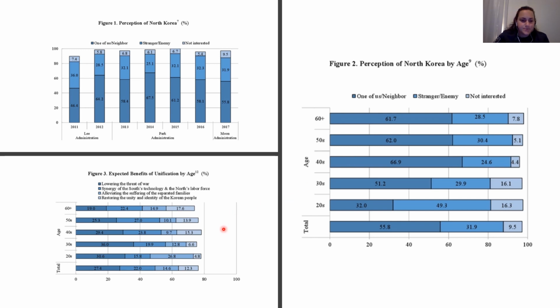And then this last chart is the expected benefits of reunification by age. For the most part, everyone believes that the main benefit would be lowering the threat of war, not necessarily restoring unity in the identity of Korean people or alleviating the suffering of separated families. It's for the most part just fear of war that people are looking for reunification for.